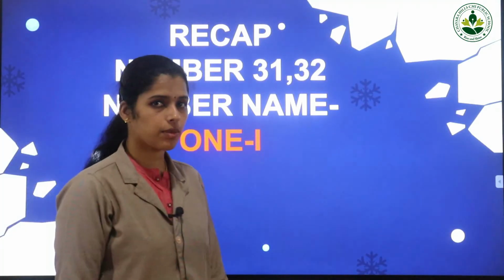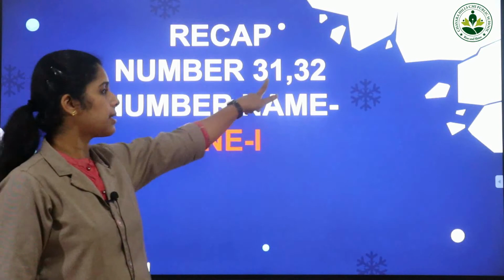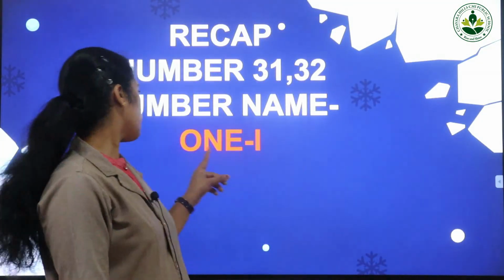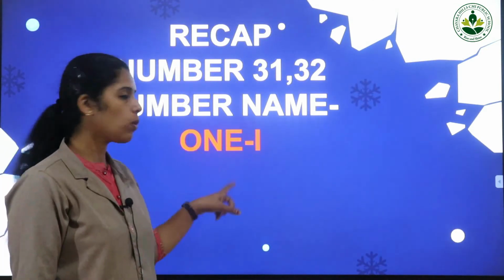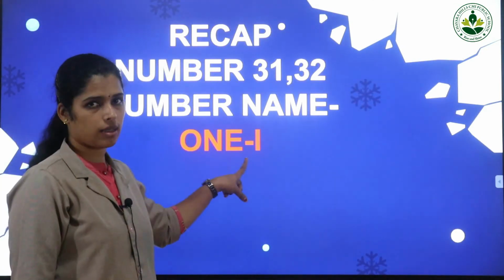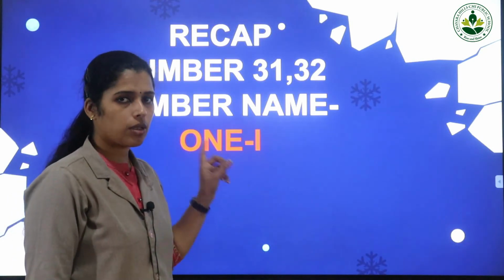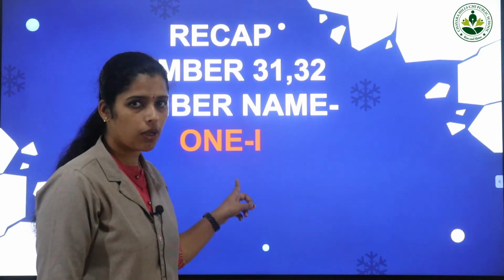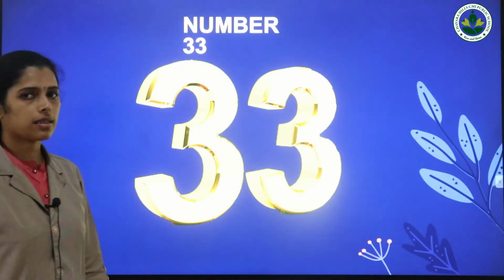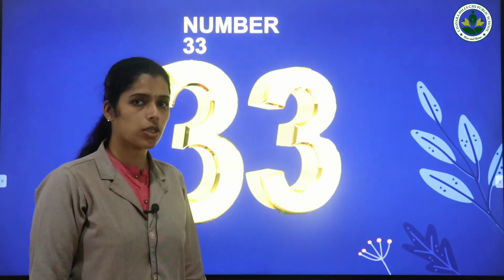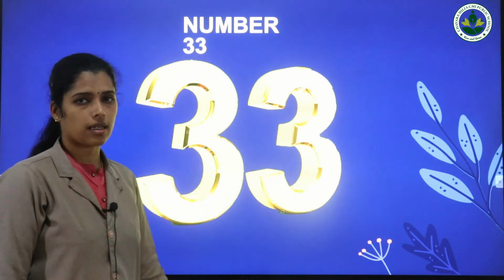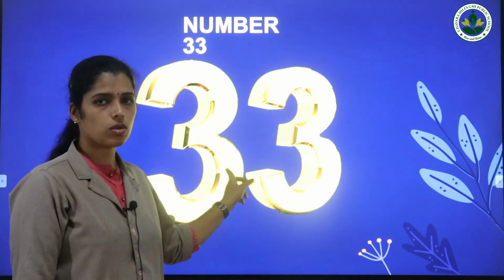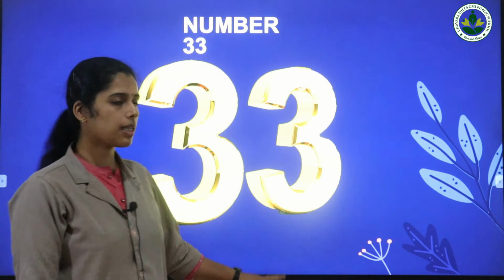In the previous class, we learned about two numbers, 31 and 32, and a new topic, number names. First, we learned the number name of number 1: O-N-E, one. This is the first number name. Did you all learn and write numbers 31 and 32 and the number name? Okay, very good. Then the next number after 32 is 33. This is number 33. Two 3s make number 33.